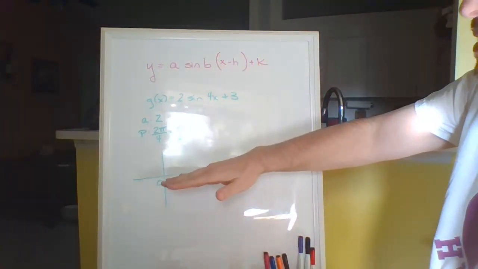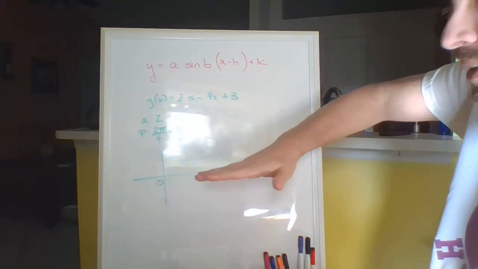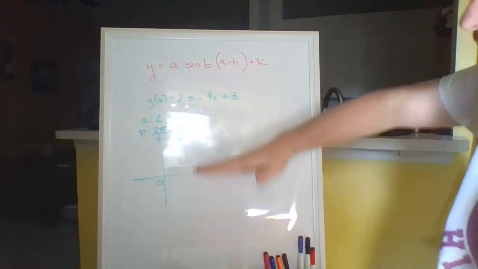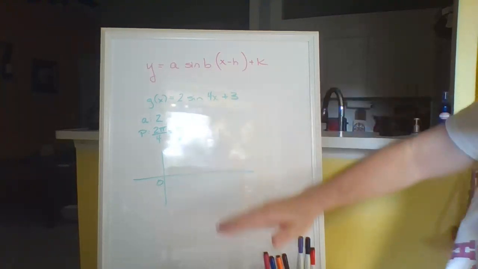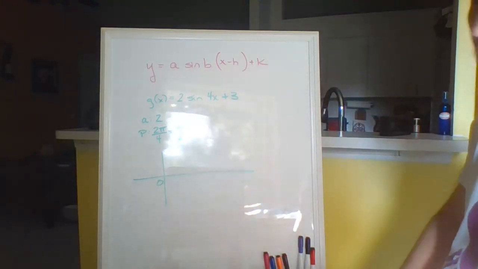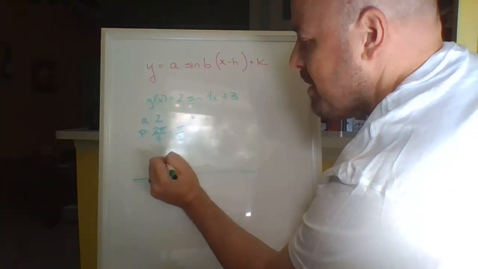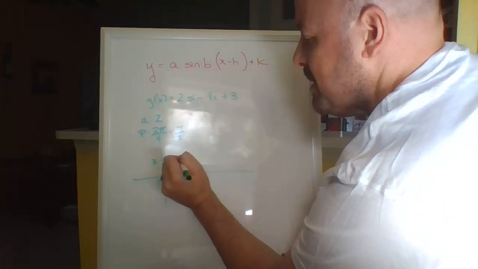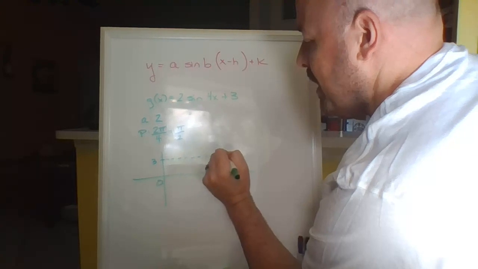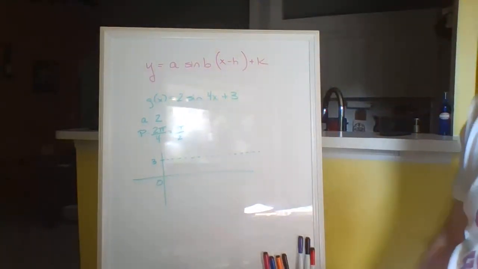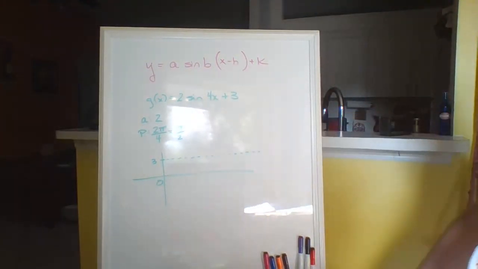What's going to happen is that the center of the graph isn't going to be the x-axis. It's going to move up or down, and since it's plus 3, that means it's going to move up 3 units. So what we need to do is, instead of starting at 0, we're going to go up 3 units and say, okay, this is now the center of my graph. And it helps if you draw a dotted line. All right, so that's the center of the graph.